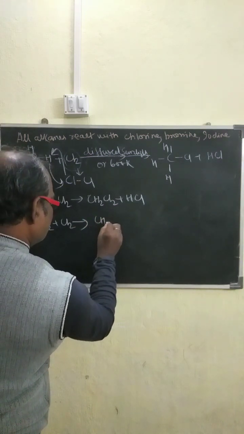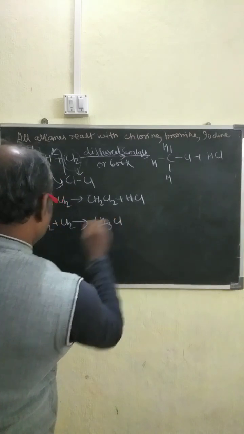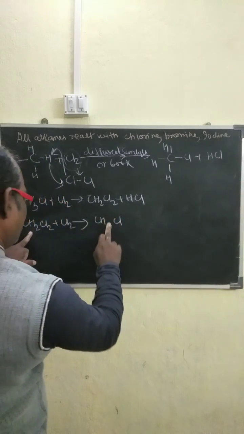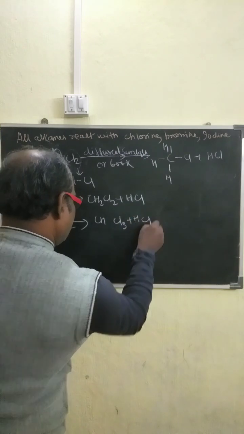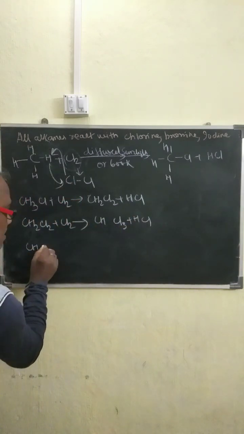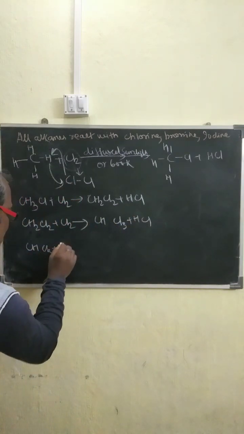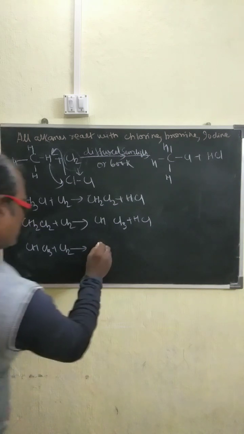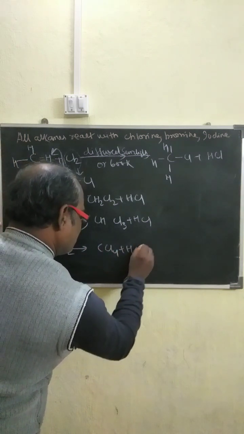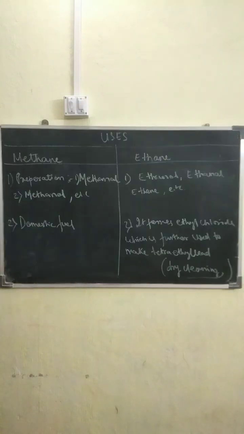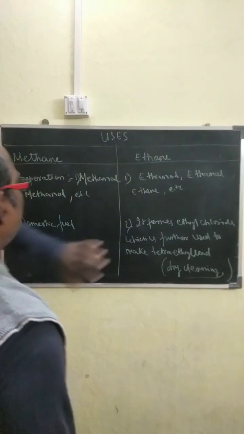Again one more hydrogen is being replaced, substituted. It becomes CHCl3 plus HCl. Again CHCl3 plus Cl2 gives CCl4 plus HCl.